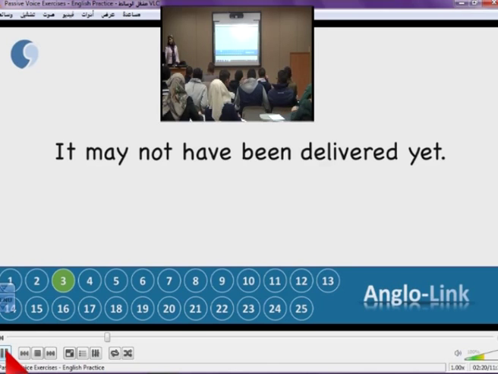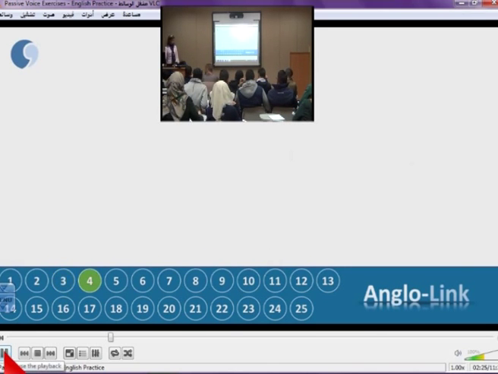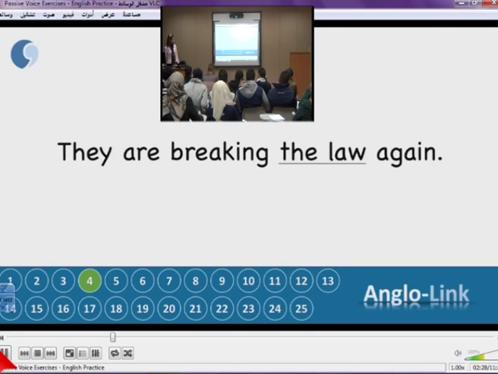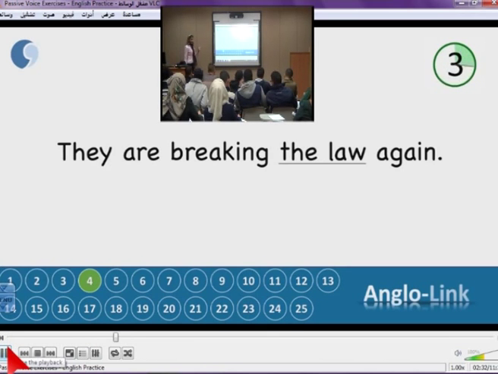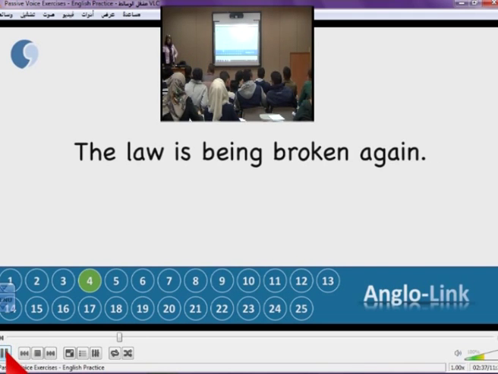Let's see the next exercise. Number 4. They are breaking the law again. Okay. What do you think, Mahmoud? The law is being broken again. Yes, the law, because it's the object, is, because it's singular, being broken. Clear? The law is being broken again.